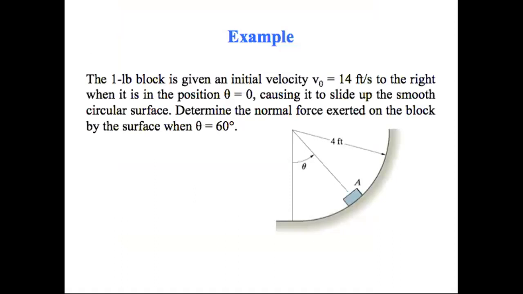Last example. The 1 pound block is given an initial velocity of 14 feet per second to the right when it is in the position theta equals 0, causing it to slide up the smooth circular surface. Determine the normal force exerted on the block by the surface when theta is 60 degrees.